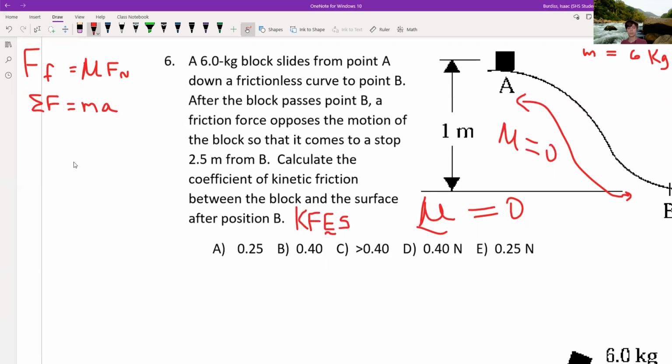Well, do we know mass? Well, yeah, we do. But do we know acceleration? Oh, of course, we don't. So we would have to use a kinematic equation like this one, because we don't know time, so it's got to be the one that doesn't have time.